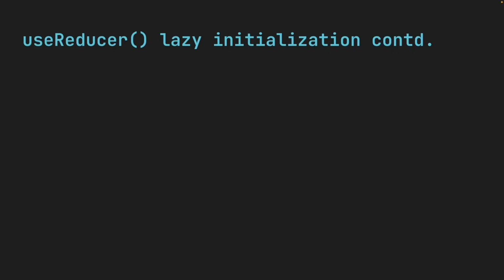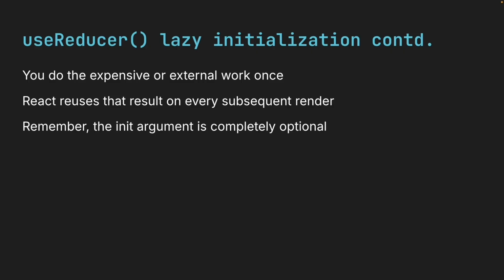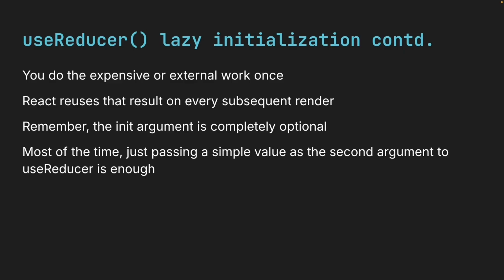And this is the whole point of lazy initialization. You do the expensive or external work once. React reuses that result on every subsequent render. Now remember, the init argument is completely optional. Most of the time, just passing a simple value as the second argument to useReducer is enough.